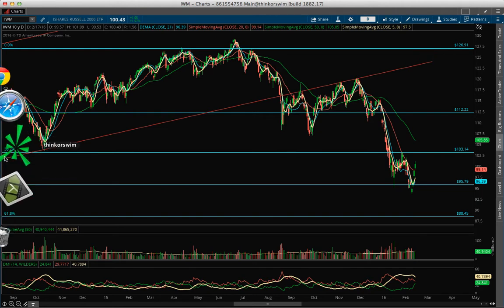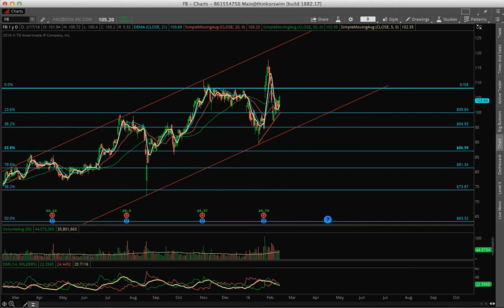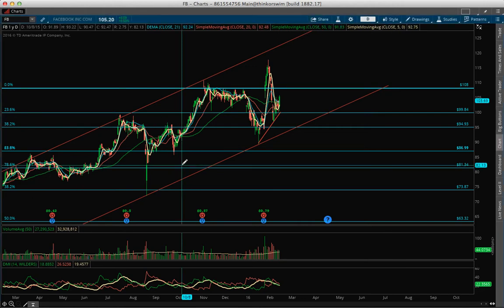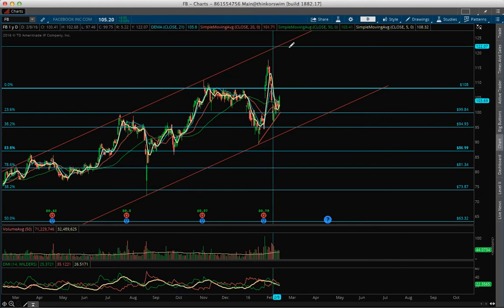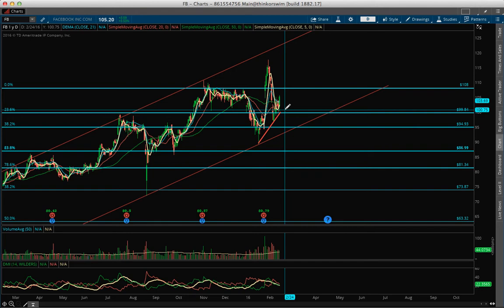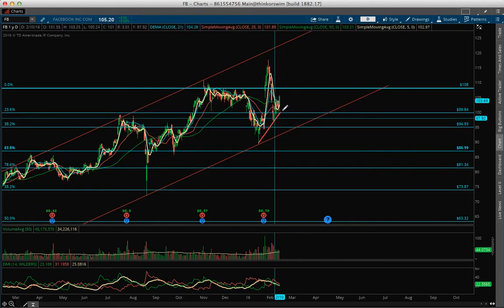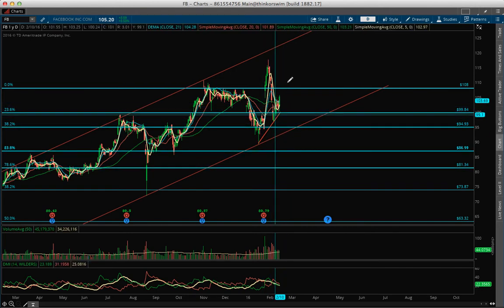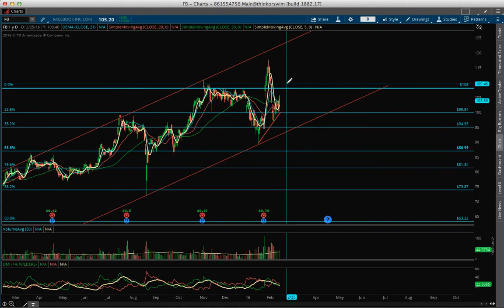Now let's talk about Facebook. That's the only long that I have right now. I like Facebook because Facebook is inside a major uptrend channel. You see, it's inside this major uptrend channel. So buying the dips is high probability, and that's what I did. I bought it right here, and it looks like it's gonna test the 108. If the SPY keeps running, this is gonna be a good trade. It's gonna go to 108, 110, which is gonna be good for us.